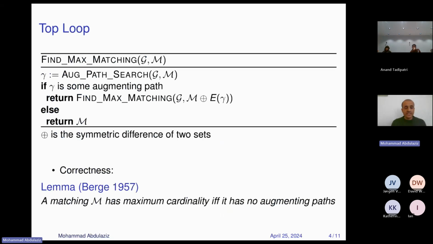So the correctness of this part of the algorithm, the top loop, depends on being able to prove that a matching has maximum cardinality if and only if you cannot find an augmenting path, right? So if you can find an augmenting path, then you can make the matching bigger, and if you cannot find an augmenting path, then there is not a bigger matching.